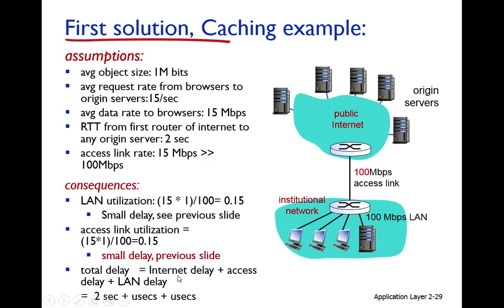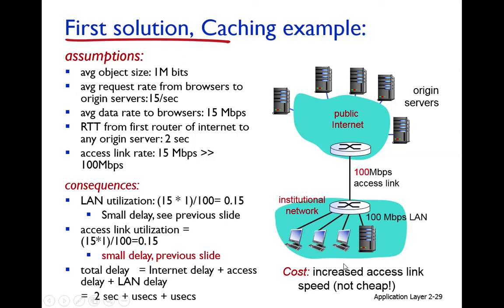So in this case you can see that the delay is reduced to seconds. Why? Because the delay on the LAN part is already in microseconds, and the delay on this access link is reduced to microseconds because the bandwidth of this link is increased from 15 to 100, and the delay on this part is already 2 seconds. So it means that the delay is reduced to 2 seconds. By increasing the access link bandwidth, the delay is reduced.